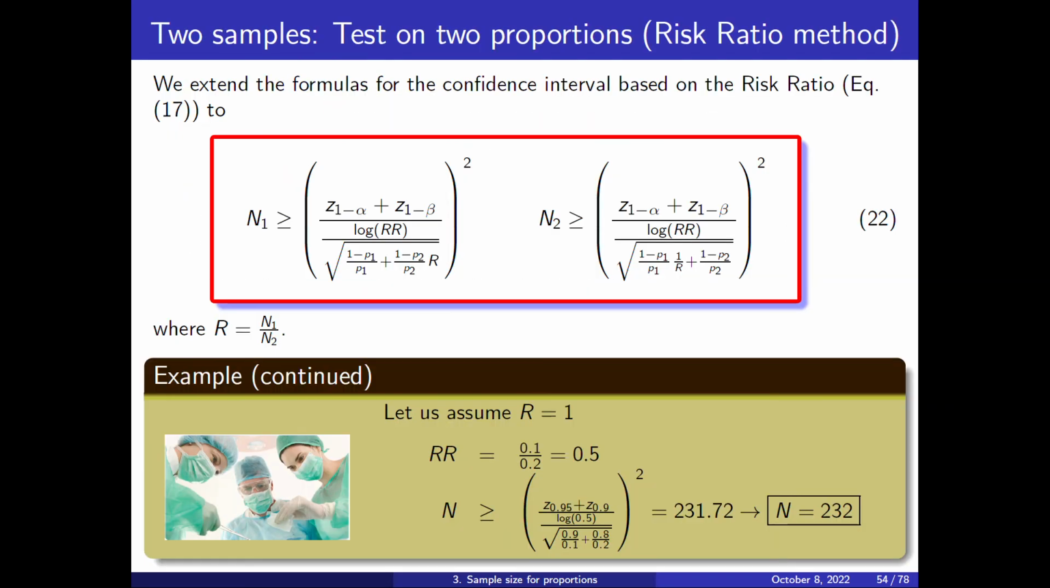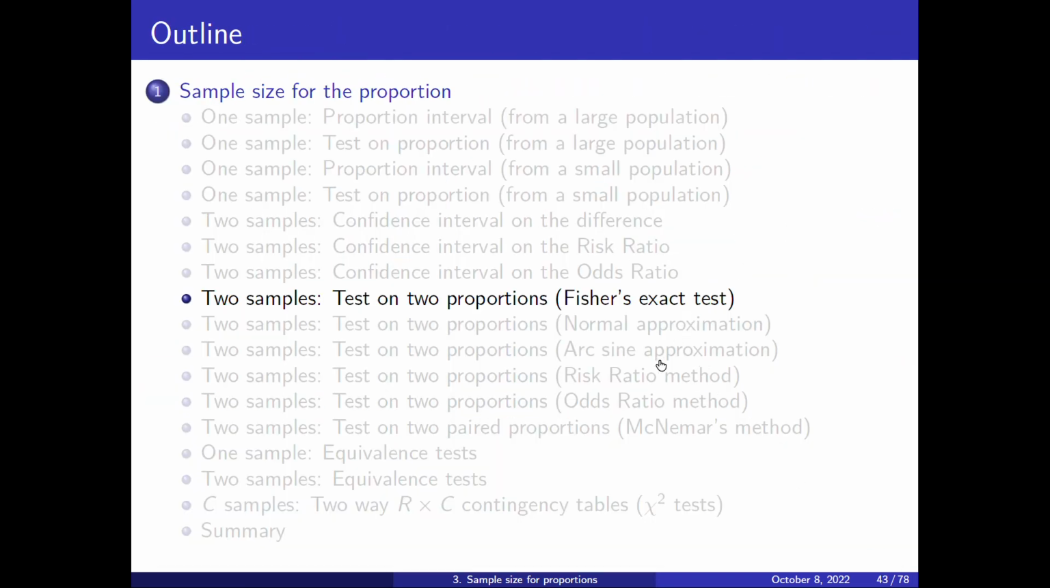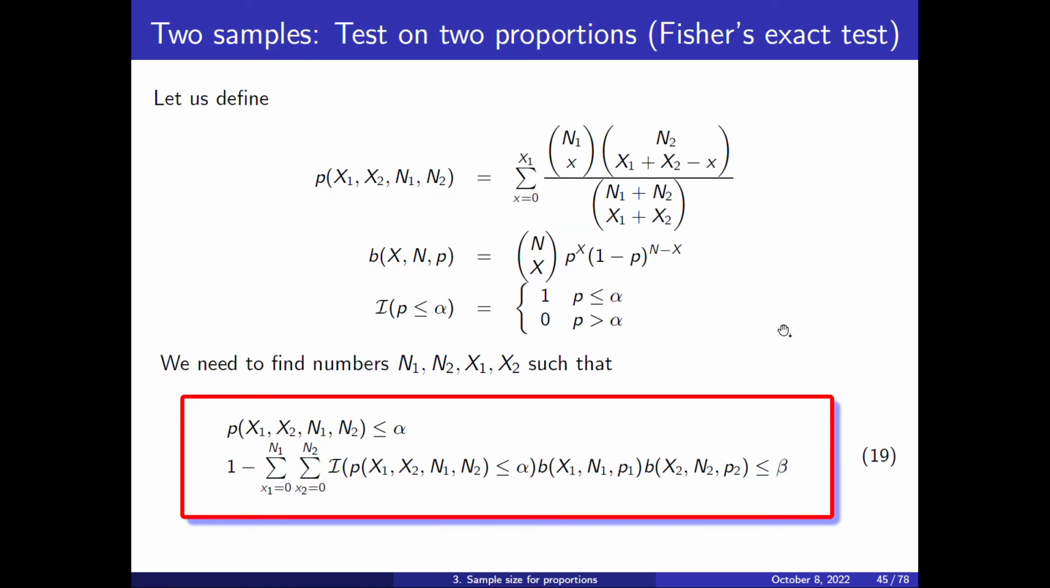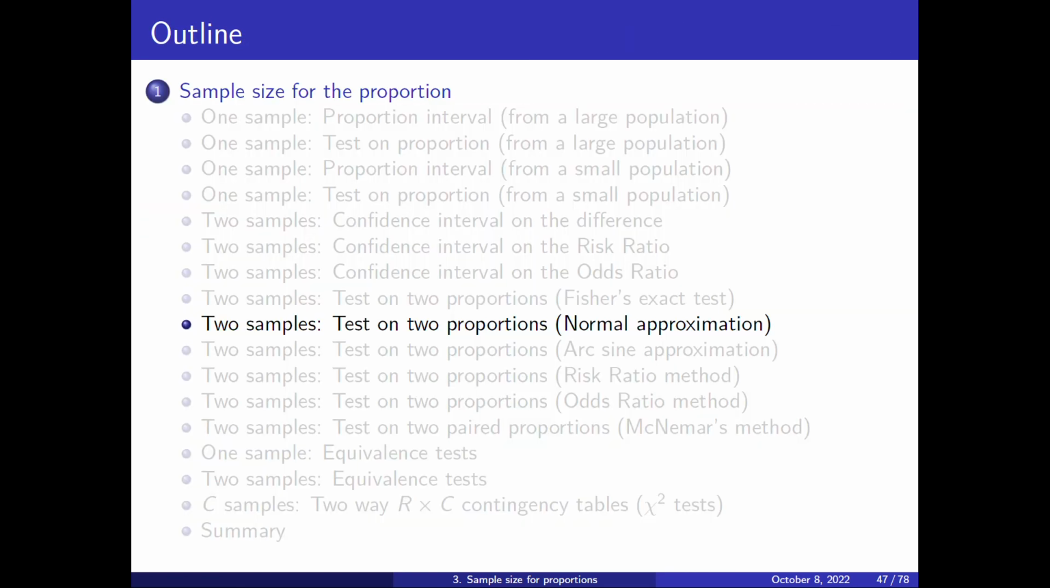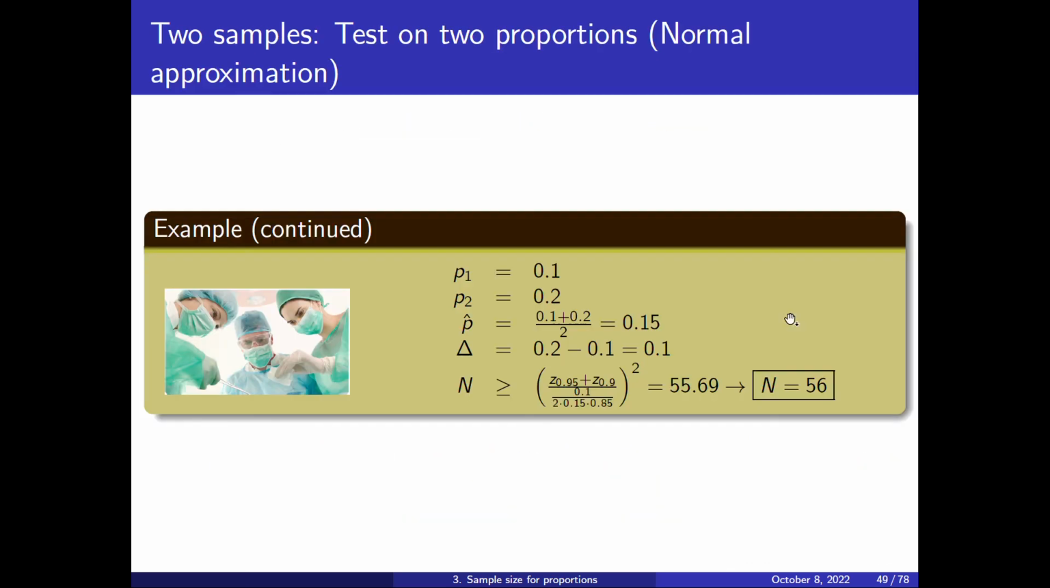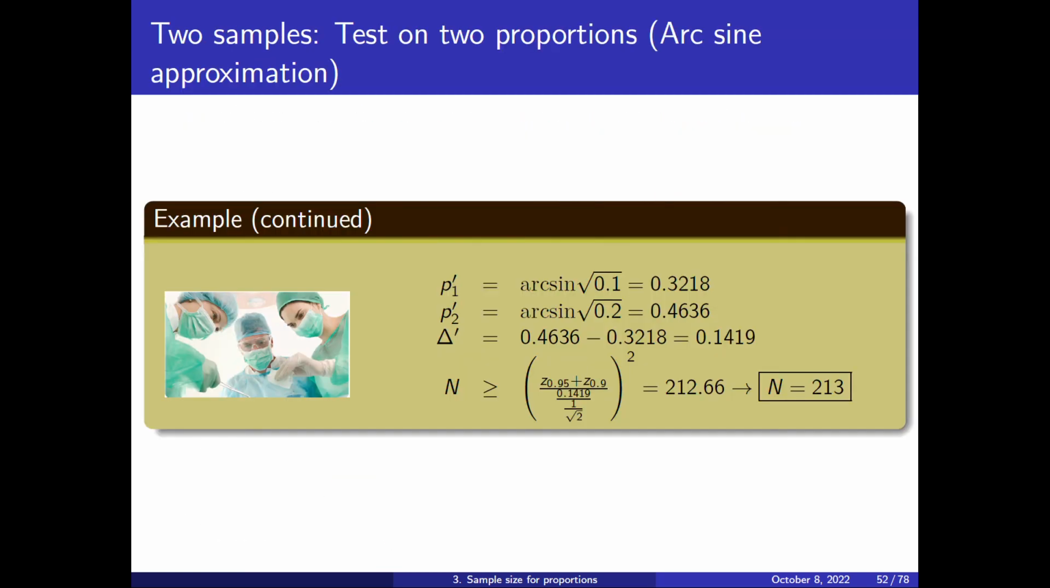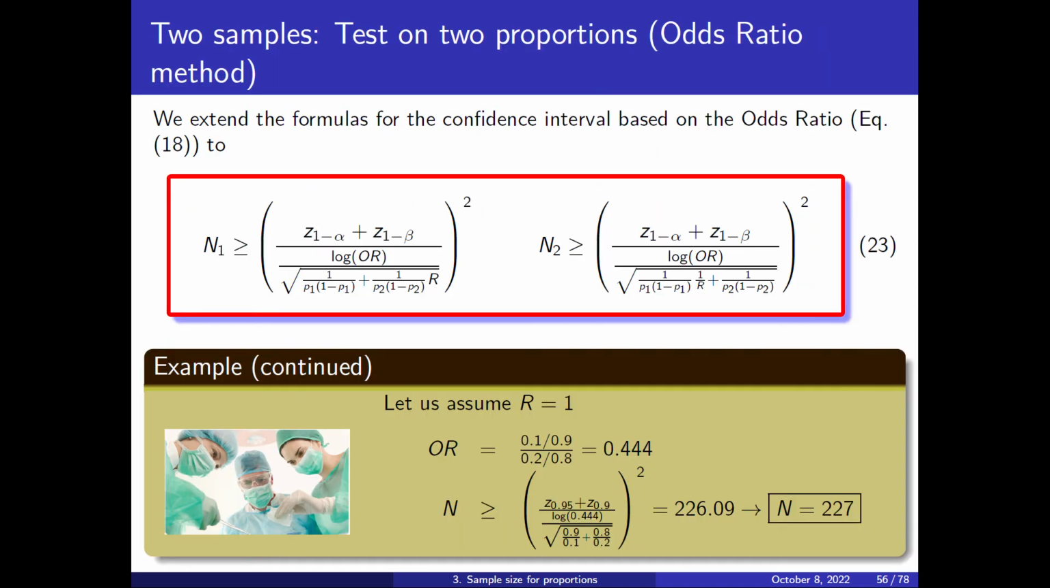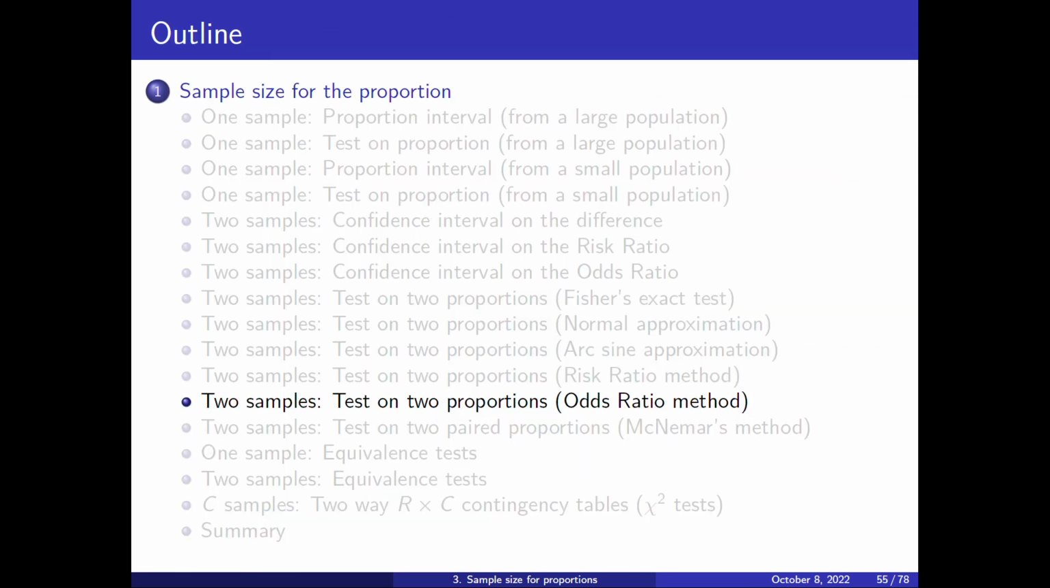So for the Fisher's exact test, the calculations are pretty hard to perform, and we need to find these x1, x2, so the critical values. But just for the sample size, it can be relatively easily calculated if any of these approximations are valid. So a possible procedure would be you first try with approximations, and then you compute a few of them, so you see that 56 is pretty separated from 200, this is 232, this is 227. So with the four approximations, we have four approximations here.